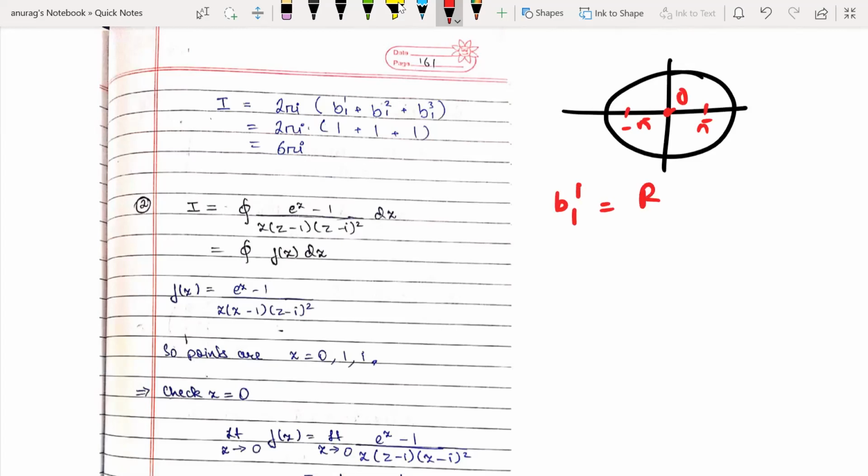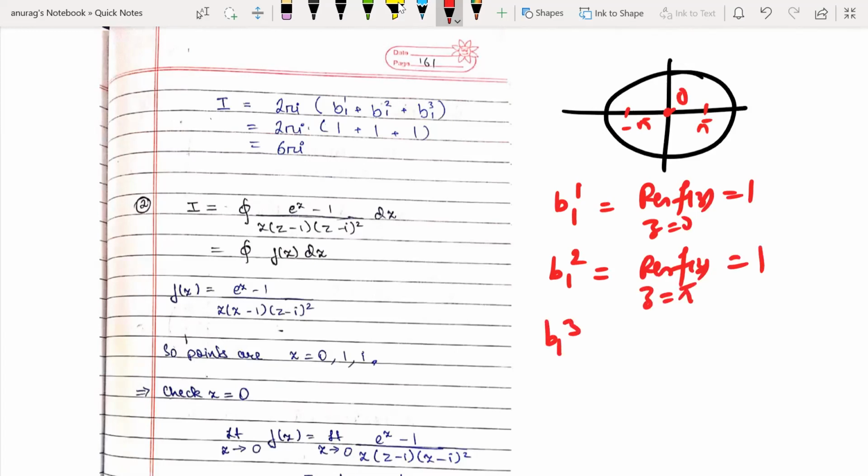First, the residue of f(z) at z equal to 0, that is 1. This is the residue of f(z) at z equal to pi. It is also 1. And can you tell me how this is also 1? Because I told you in this problem, all the residues are 1 in the case of cot z. You can see my previous lecture.